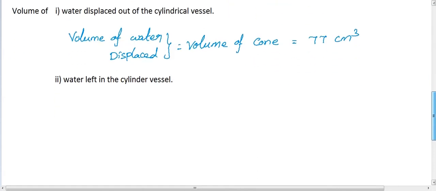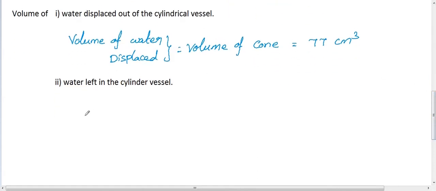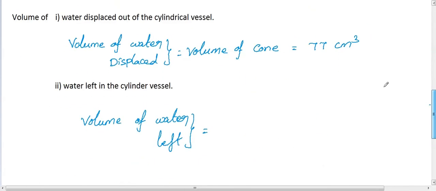And the volume of water in the cylindrical vessel, the volume of water left, is equals to the volume of water minus volume of cone or volume of water displaced, which is 825 minus 77, which is 748 centimeter cube. So this is the volume of water left in the cylindrical vessel. I hope you understand this question.